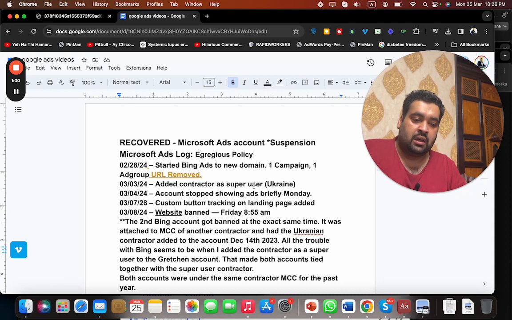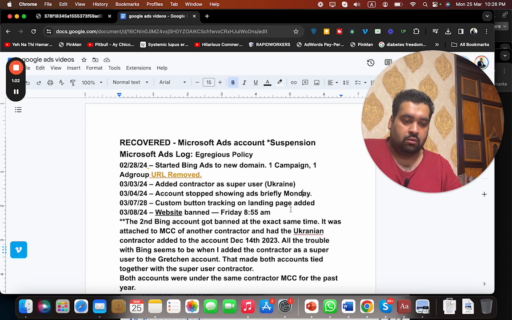So we started a new Bing Ads campaign on a new domain. The client added someone from Ukraine as a contractor. The contractor was like an account manager who used to manage the account. The account stopped showing ads briefly on Monday. So after running for 4 to 5 days, the account went into the suspension stage.